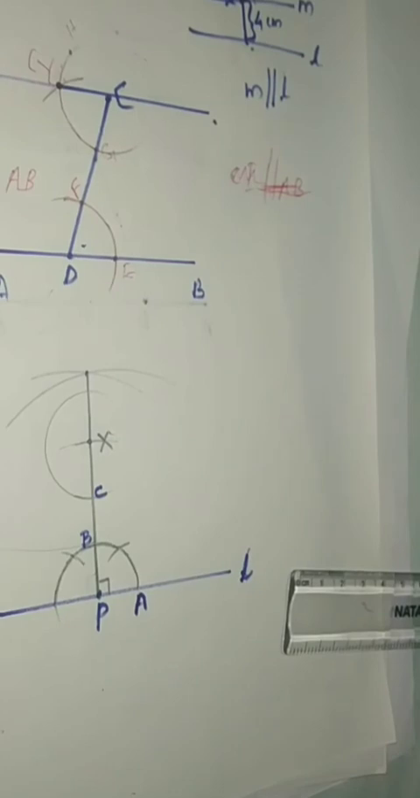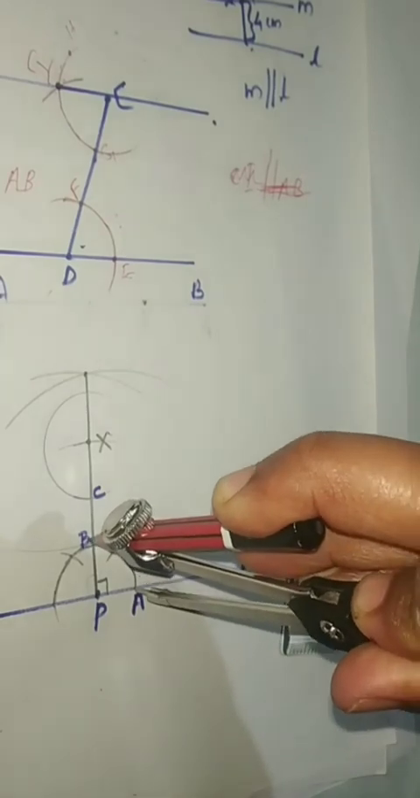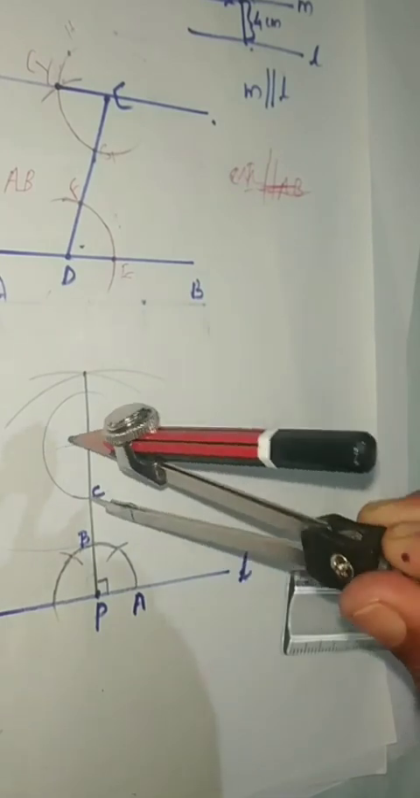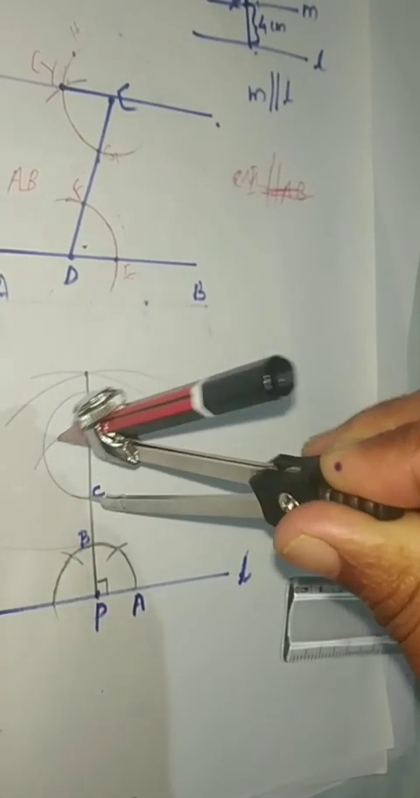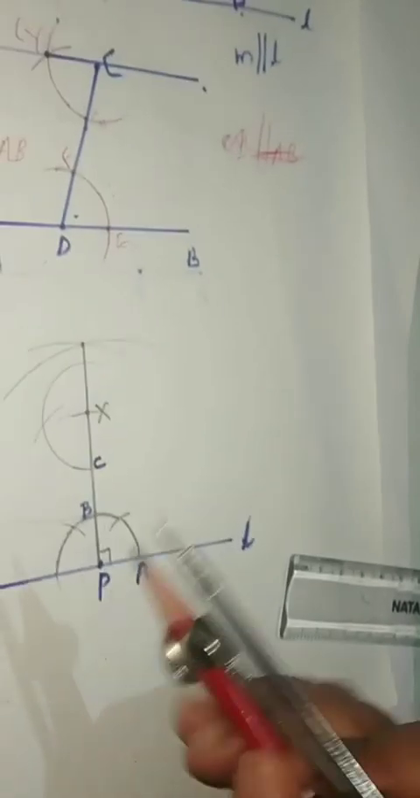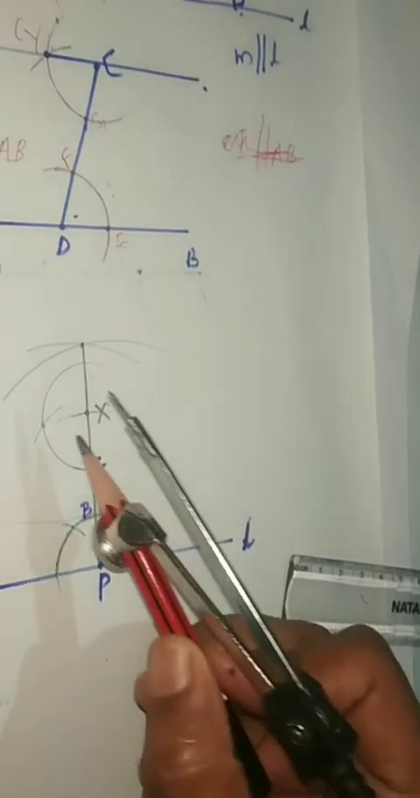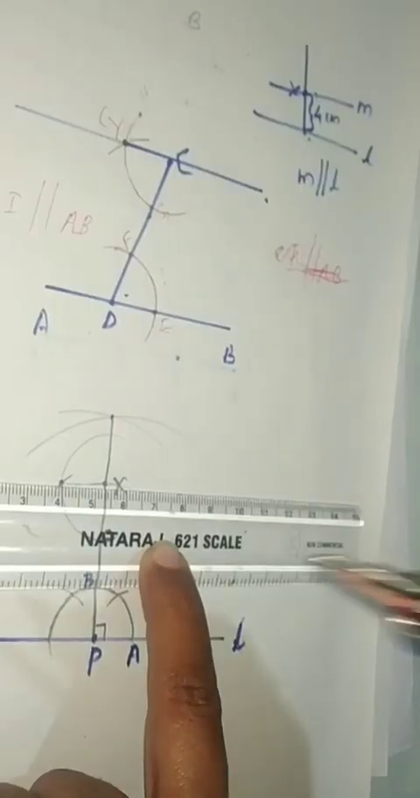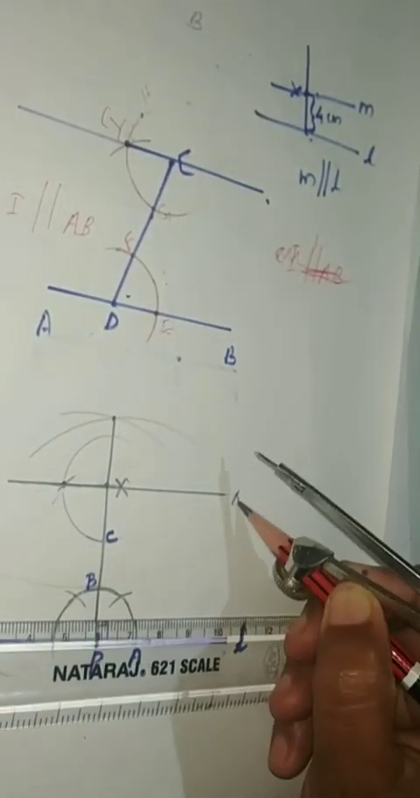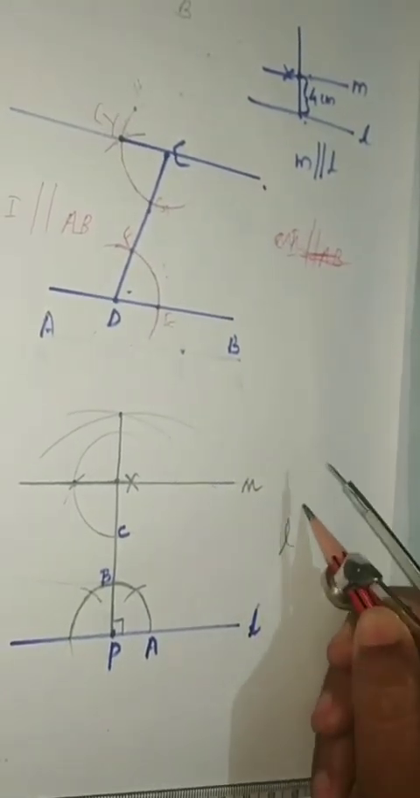Then take the compass distance A to B. Then keep the compass point on C. Then draw another arc to cut this first arc. Then here we will get one joining point. We have to join this X and this joining point. We can mark this one as M. So now we can say these two lines are parallel to each other. That is, L is parallel to M.